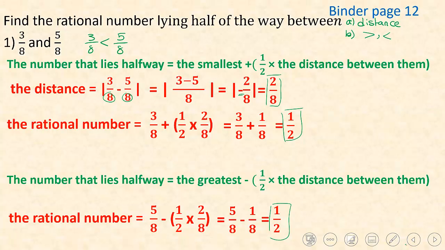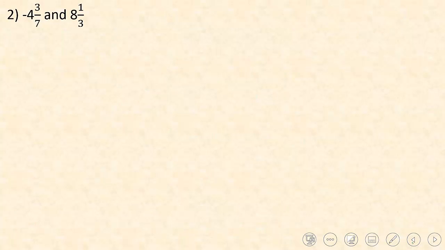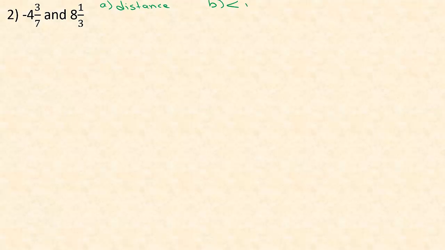Let's go now to question number 2. Negative 4 3 over 7, and 1 1 over 3. We said that to solve those types of questions, the most important thing is, first of all, to find the distance between the two numbers, and then define which number is greater and which number is smaller. So, it's obvious that any negative number is smaller than any positive number. So I know that negative 4 3 over 7 is smaller than 1 1 over 3.